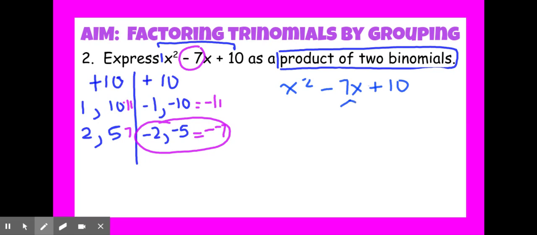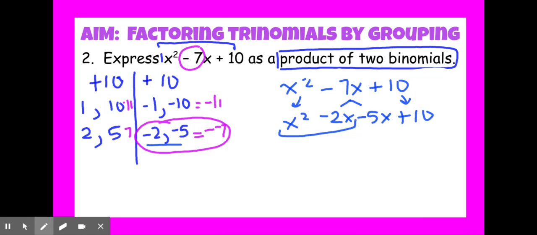Now I'm going to separate the 7x into those two numbers, negative 2x minus 5x, because those are the signs in front. Bring down my x squared, bring down my 10, and it's positive, so I need that sign there. And now we group it.